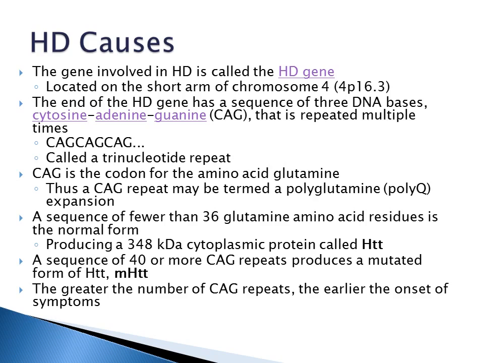And the end of the Huntington's disease gene has a sequence of 3 DNA bases, cytosine, adenine, guanine, or CAG, that's repeated multiple times. So CAG is the codon for the glutamine amino acid, which is why it's called the polyglutamine expansion. A sequence of fewer than 36 glutamine residues is normal. A sequence of 40 or more produces a mutated form, so that's considered abnormal. And the greater number of CAG repeats, the earlier the onset of symptoms.